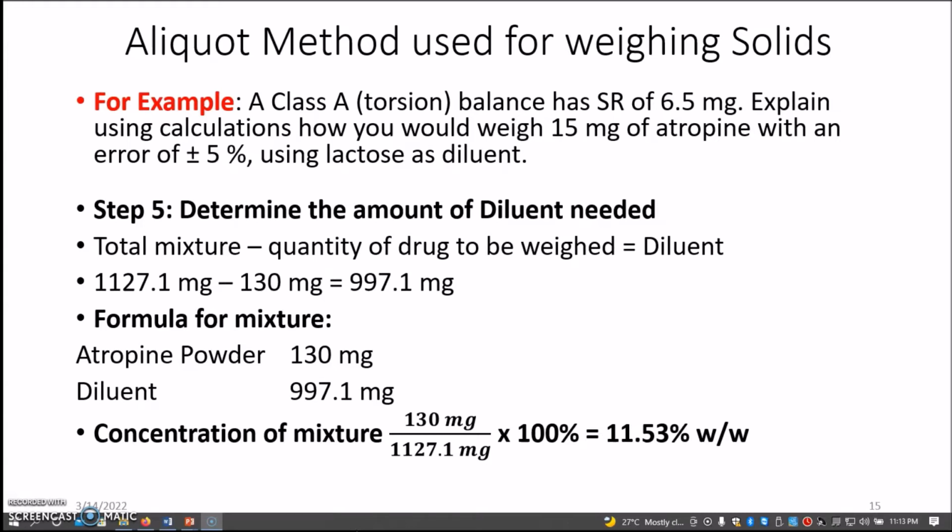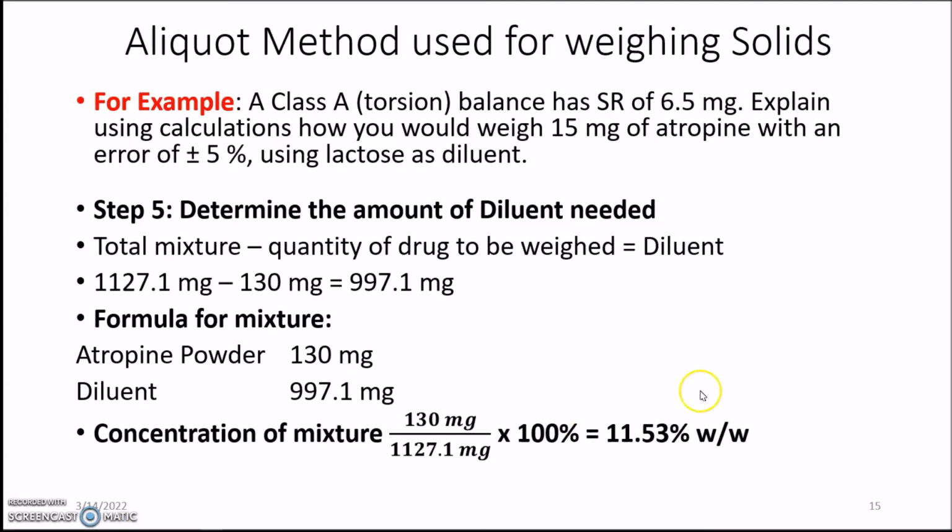Now, definitely, you are going to have to determine the concentration of the mixture, and in this case, the concentration of the mixture is 11.53%. So it means that if I make an 11.53% mixture, and that mixture has an amount of 1,127 milligrams, I should be able to remove 130 milligrams of that mixture.